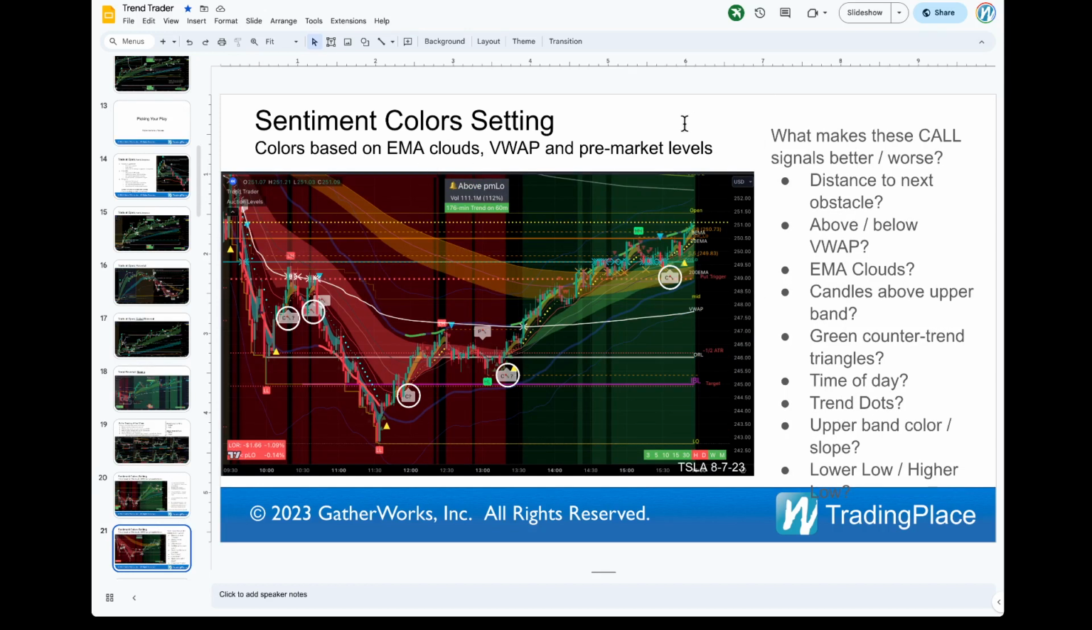Sentiment colors, again, you can go and read all of these. Same things that we talk about. We're below the EMA clouds. Don't play calls. This is a way for you to wait to play puts. Okay, so I know the indicator says call signal, but you have to think for yourself. Until I add Adam's AI, you're going to have to think for yourself. And so you can see it rejecting the VWAP. Beautiful, beautiful put at this point.